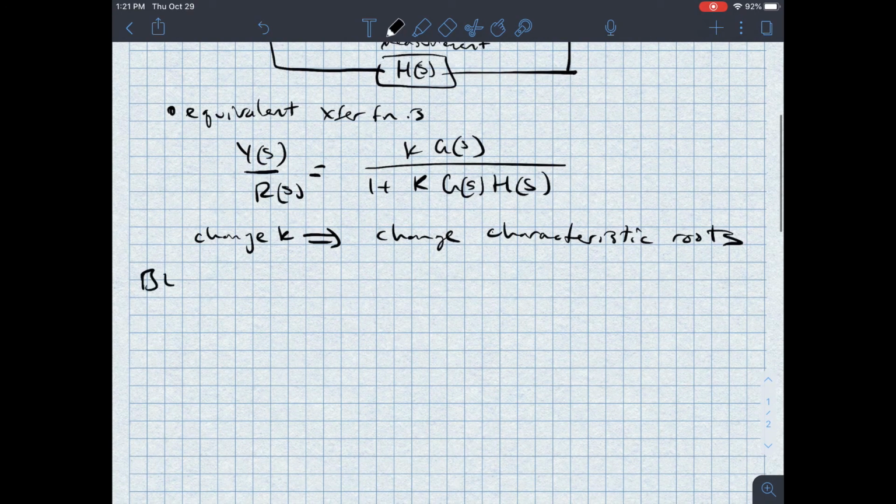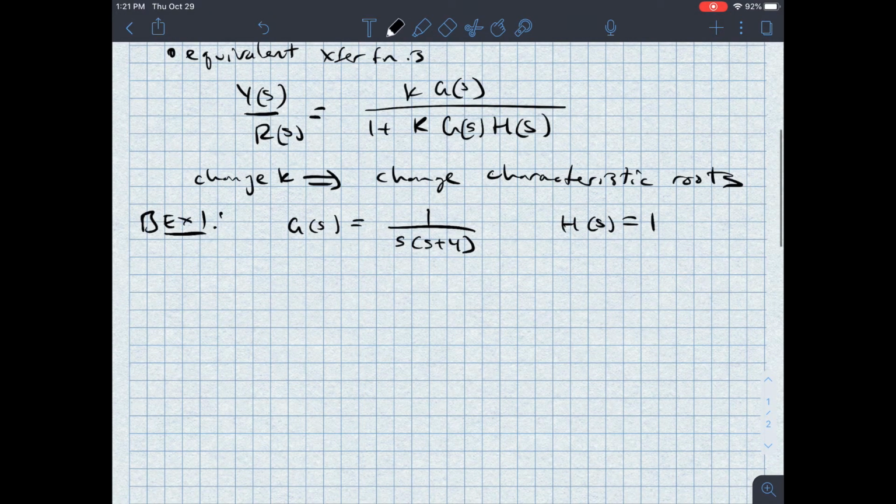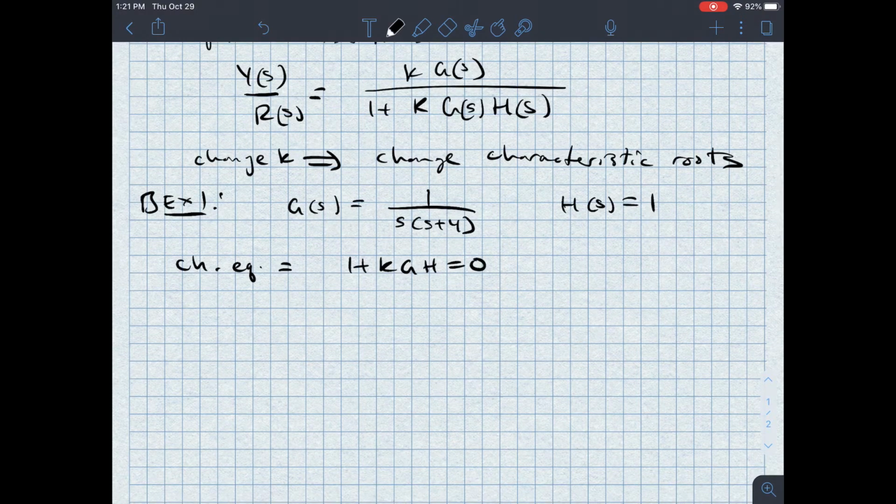So here's my first little example, example one. Let's suppose I've got G of S equal to 1 over S times S plus 4, and H of S is just 1. Then my characteristic equation is 1 plus K G H equals 0. If I multiply out the S over S plus 4, I'll end up with S times S plus 4 plus K times 1, which is equal to S squared plus 4S plus K. And if I set that equal to 0, it's my characteristic equation.